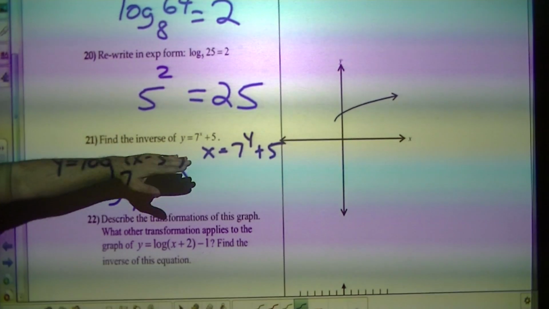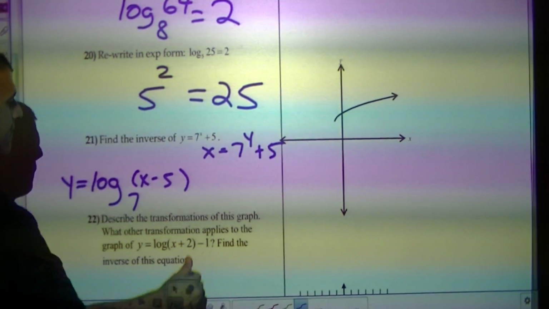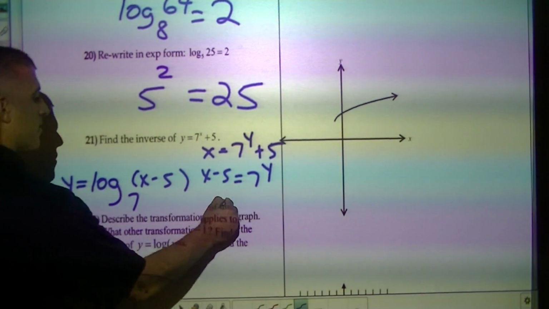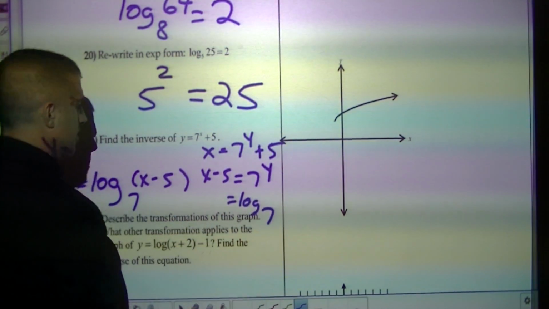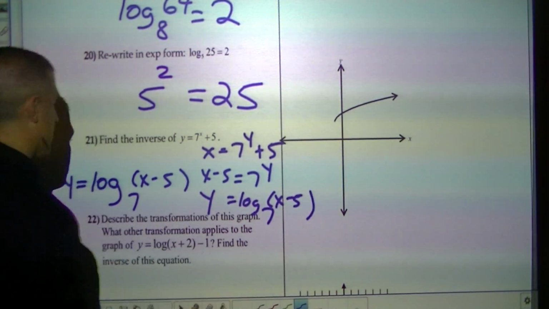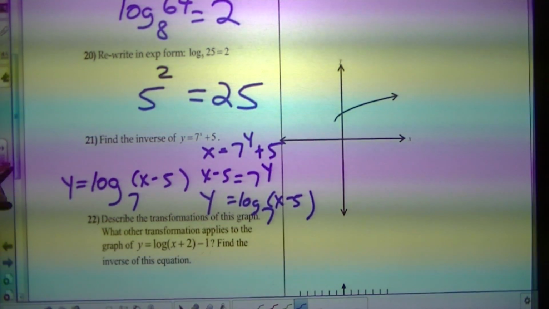All right? There's 4 parts here, so I got to move that 5 over. Okay, now convert it to the log. Log of 7 can't equal x minus 5 anymore, so it's got to equal y. The x minus 5 goes there. So long way, short way, either way is fine.